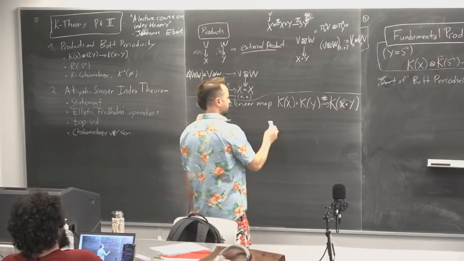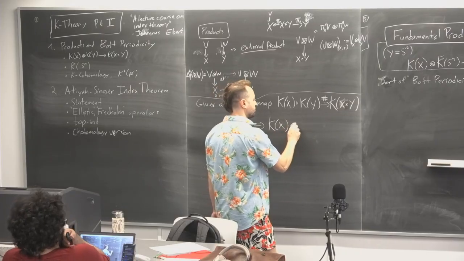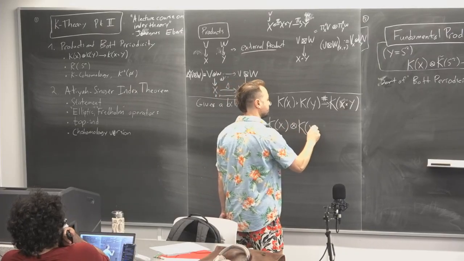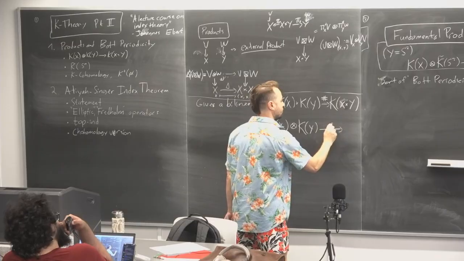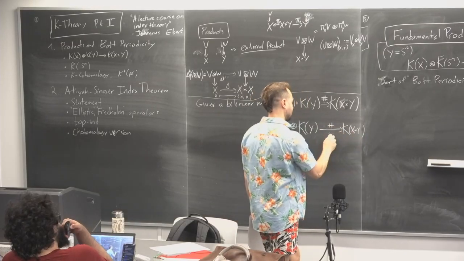So giving a bilinear map means, by definition of the tensor product, the universal property means we get a linear map, like this. So now this is linear.